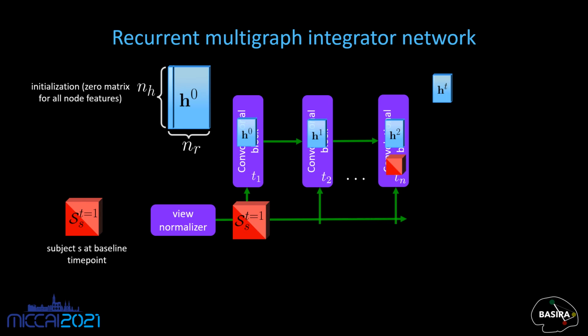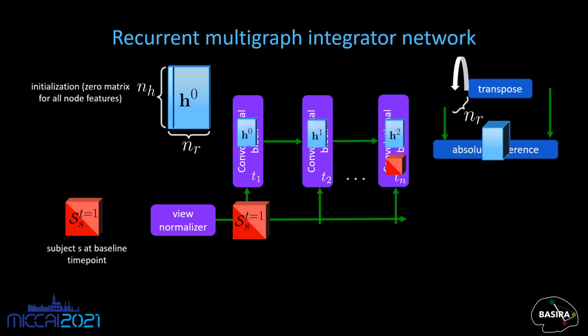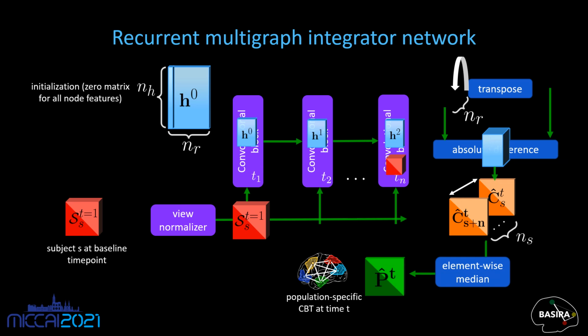Now we will need to obtain a symmetric matrix from these learned weights. To make this operation easily differentiable, we perform several tensor operations. First, we replicate the learned weights nr times and transpose the last two dimensions. Second, we take element-wise absolute differences between these two tensors and sum along the second dimension. We repeat this until we generate a CBT for all the training subjects. After training is complete, we take the median of each connectivity to refine the most centered population CBT.